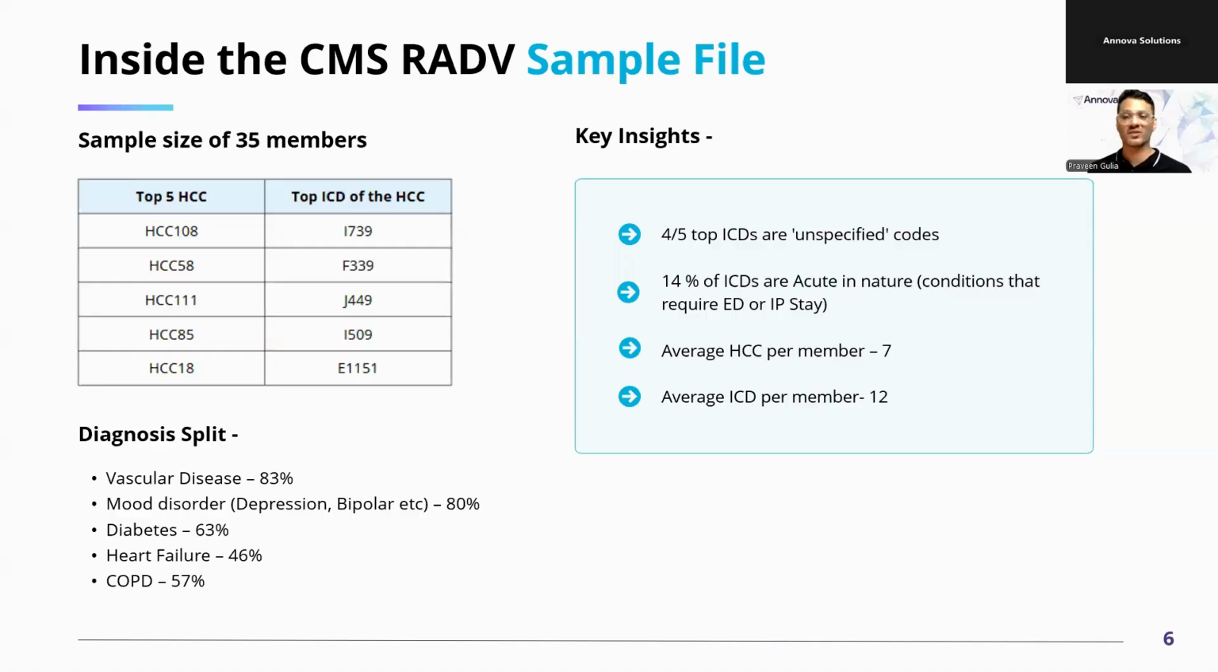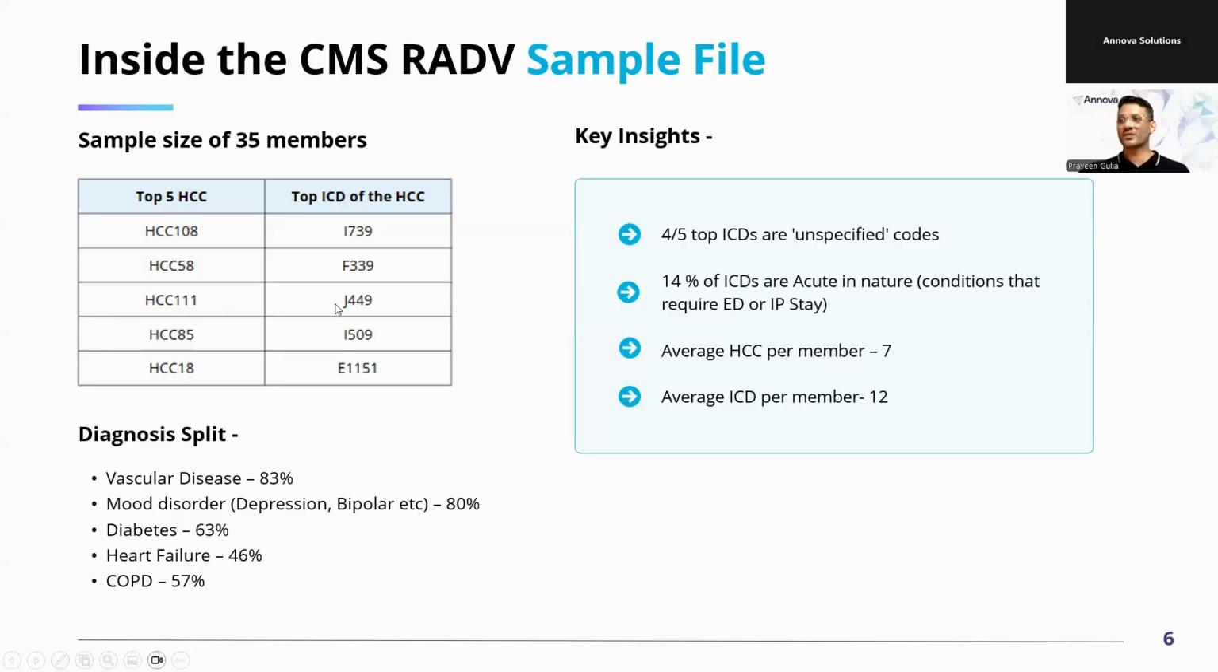COPD, unspecified COPD, is present in 57% of the cases. You can see that 4 of the top 5 ICDs in this sample are all unspecified codes. Now, unspecified codes do not have a really high risk score. Then why are these here? We'll look into it. Right? There are acute conditions. Average HCCs per member is 7. Average ICDs is 12. So it's a pretty ICD-heavy member list that we are seeing here.